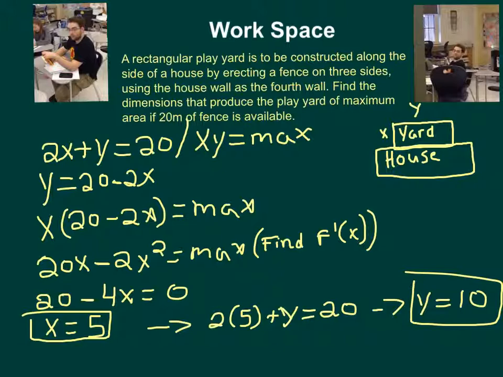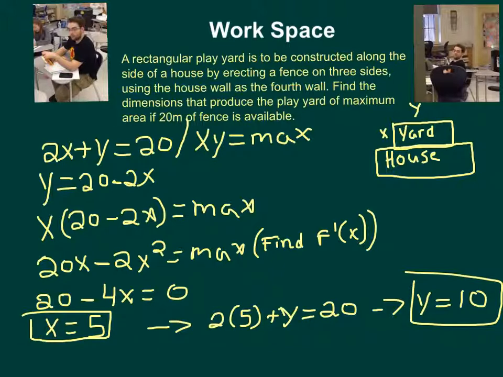Then using the area equation, x times y, we can substitute the y, which we know is 20 minus 2x, and get x times 20 minus 2x equals max. Then we can distribute the x, and we get 20x minus 2x squared equals the maximum. From here you find the derivative, which is 20 minus 4x equals 0. Then you solve for the critical point, which we learned earlier is when the derivative equals 0. That happens to be x equals 5.